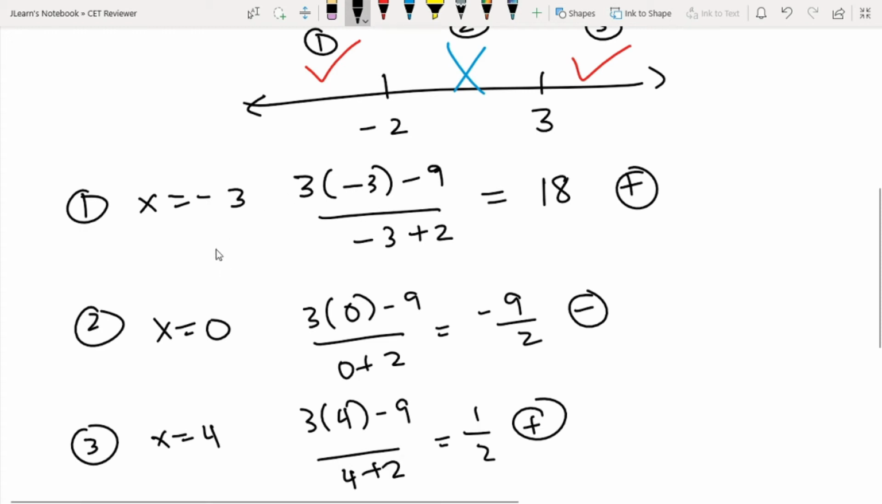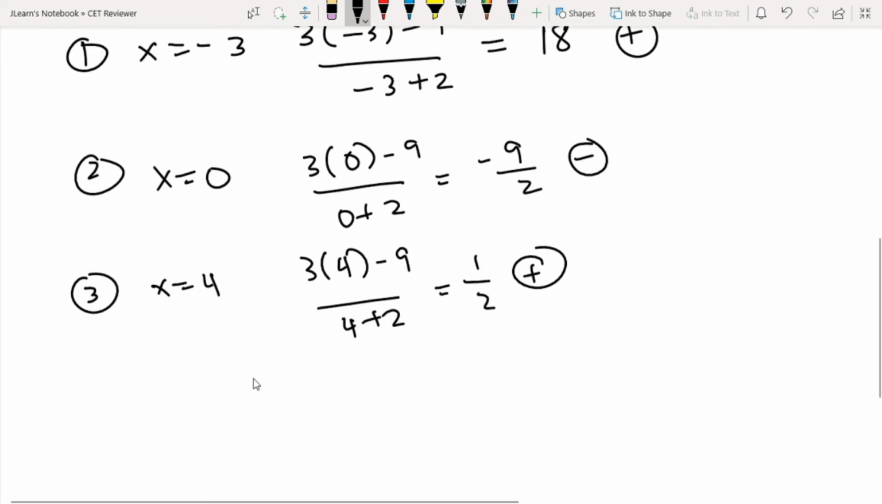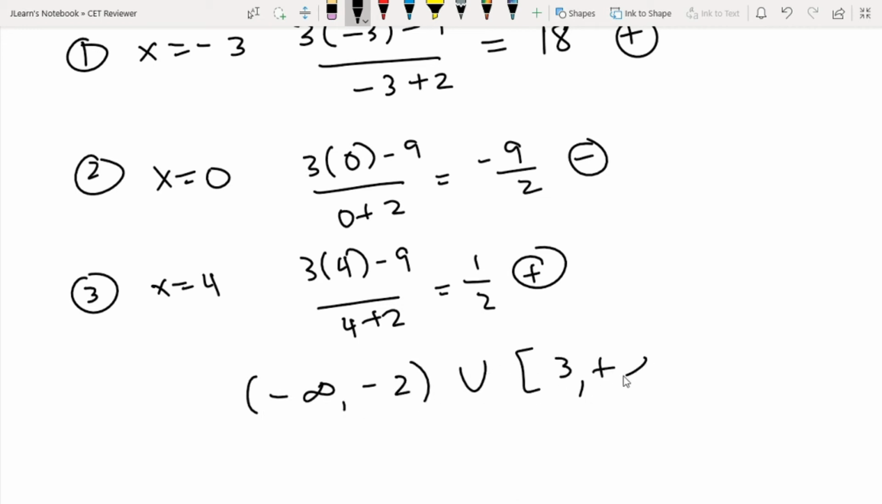Okay? So, i-combine lang natin yung sagot natin. So, that will be negative infinity to negative 2 union 3 to positive infinity. Okay? So, let's just write that down. Negative infinity to negative 2 union 3 to positive infinity.